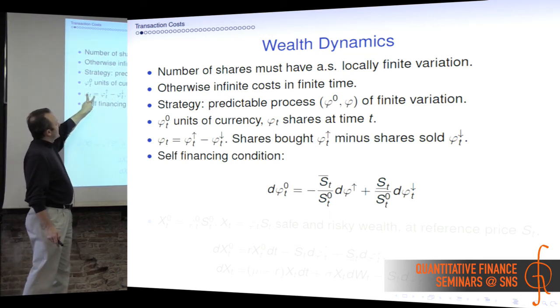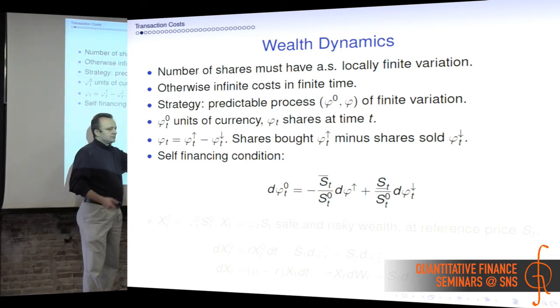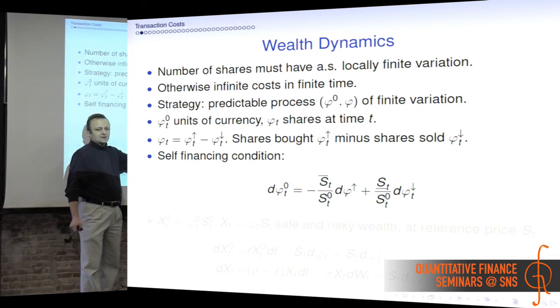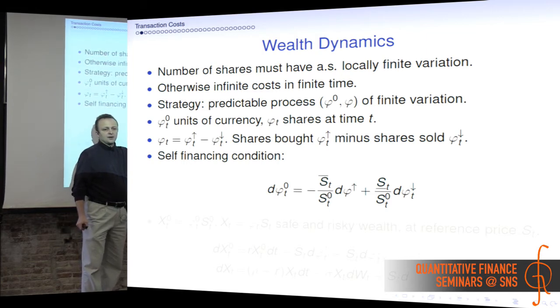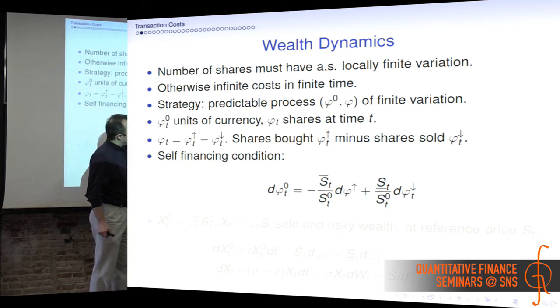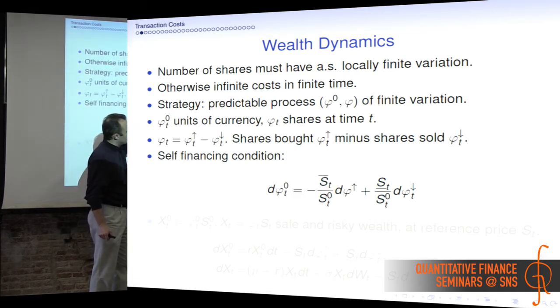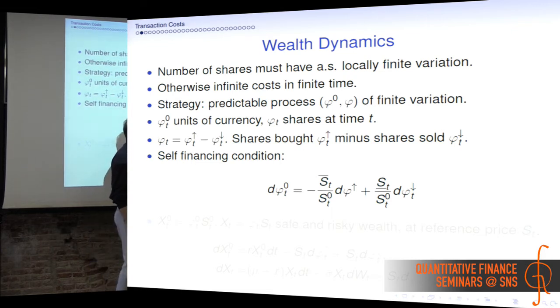Once you describe the number of shares in the risky asset, the number of units in the risk-free asset is automatically determined by the self-financing condition, which, when you have two prices, looks like this. Because when you buy, your cash goes down by the ask price. Okay? The ask price is the higher price at which you buy. And when you sell, your cash goes up, but only by the bid price. Okay? Because that's the price at which you sell.